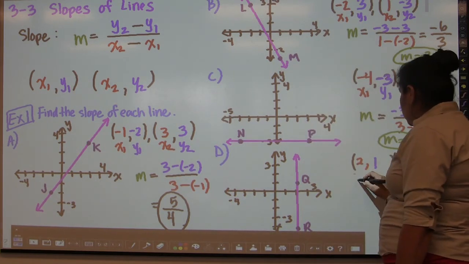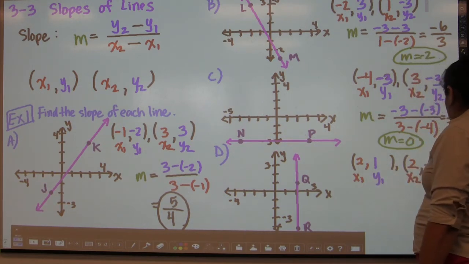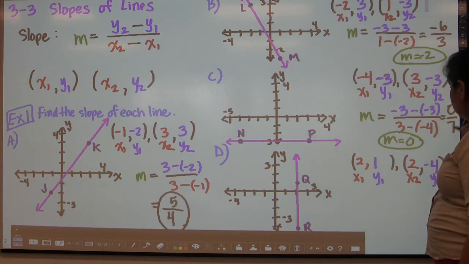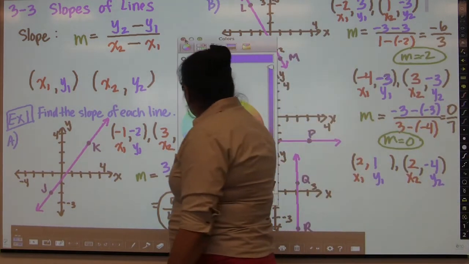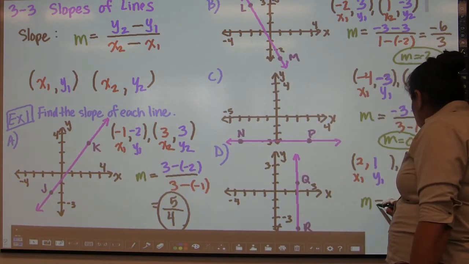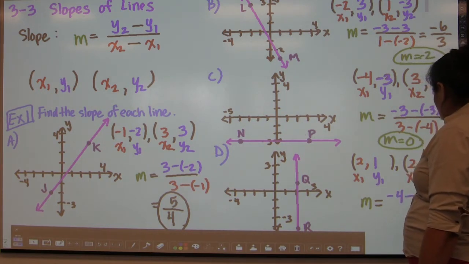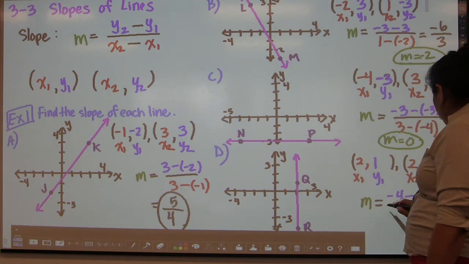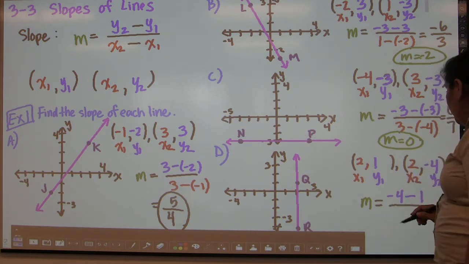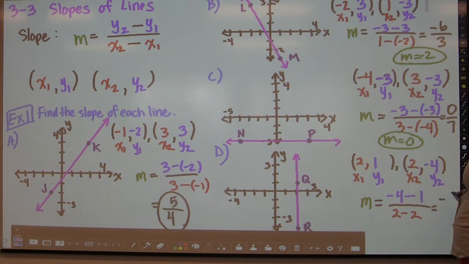So we label our points, x1, x2 over here. This is y1, this is y2. Always staying consistent when we're labeling. So then our slope is going to equal y2, which is -4, minus y1, which is 1. And on the bottom, we're going to get x2, which is 2, minus x1, which is 2. So -4 minus 1 is -5 on top, and 2 minus 2 is 0, and that's on the bottom.